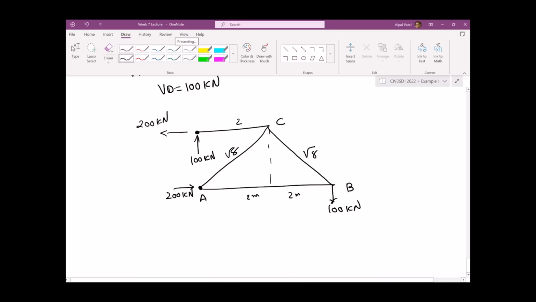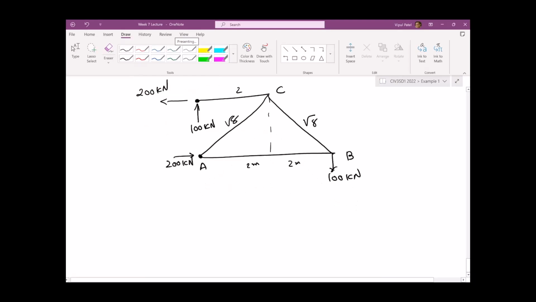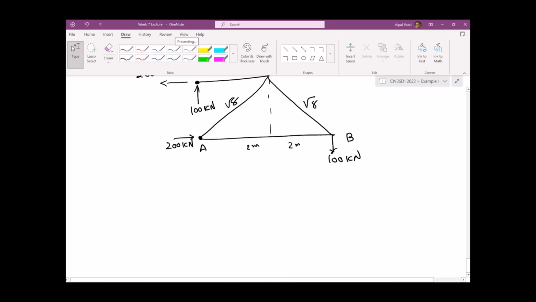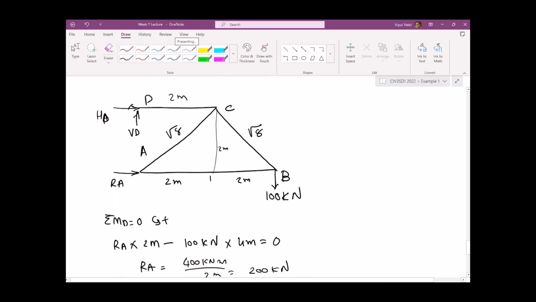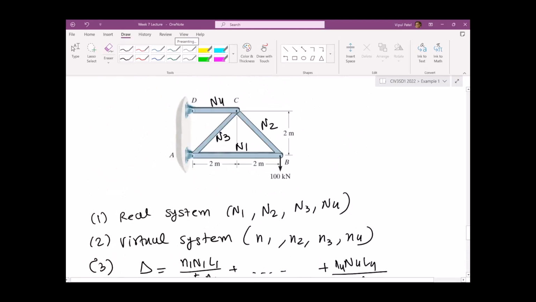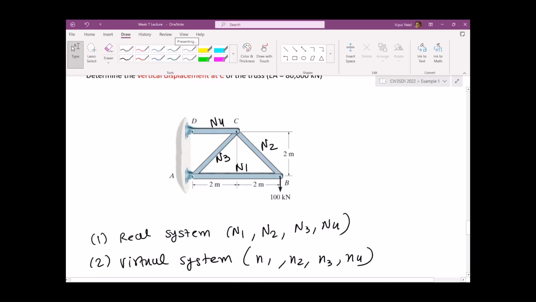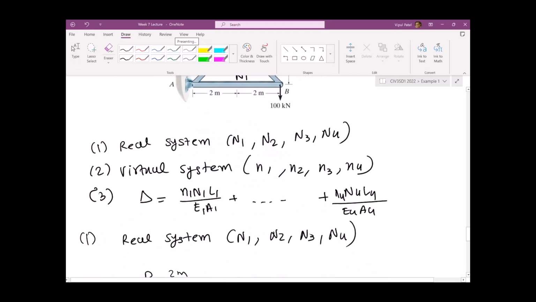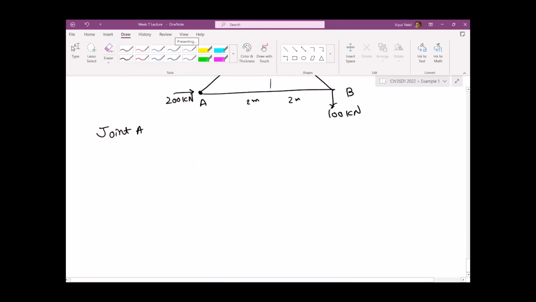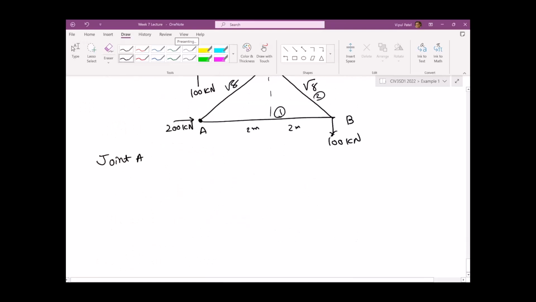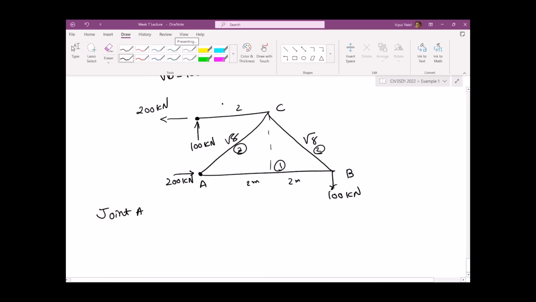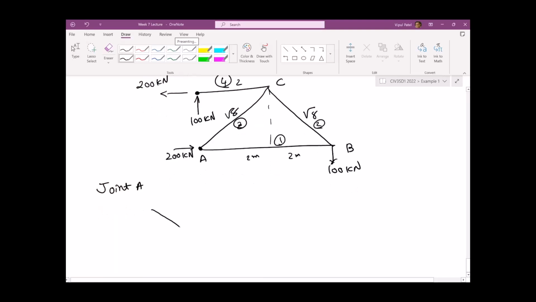So what we can start with, we can start with joint A or joint B, it doesn't make a difference. Let's start with joint A. And by the way, the numbering 1, 2, 3, 4 we're not going to change, okay? The virtual system and real system numbering would be the same. This numbering will stay as it is for the virtual and the real.